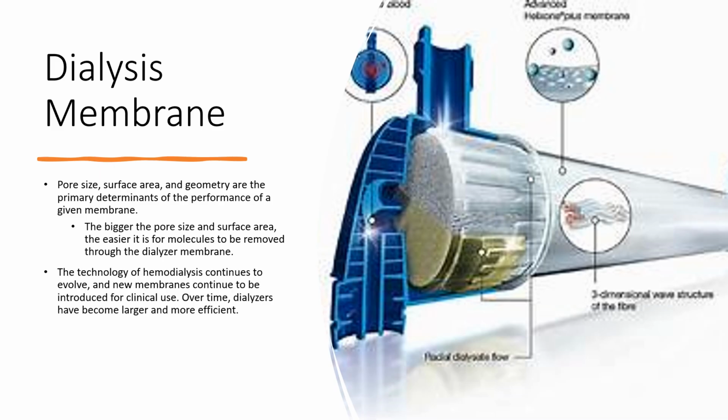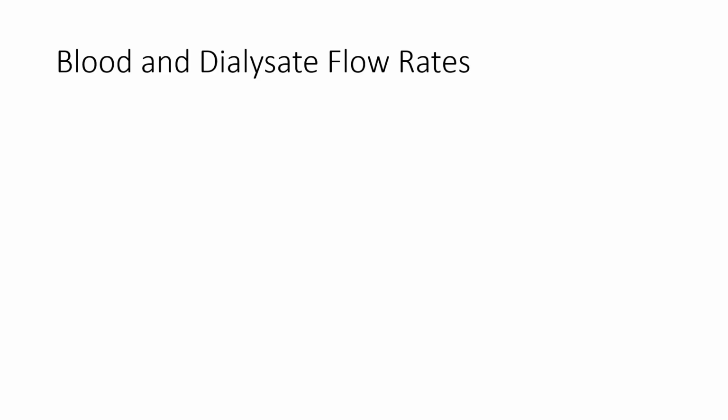And this has increased a lot over the last couple of decades. Basically, we have much larger, more efficient filters now, and so we're seeing a lot more clearance of medications with the dialysis procedure than we used to. In contrast, peritoneal dialysis uses a natural membrane, and so nothing really can be done to alter its characteristics.